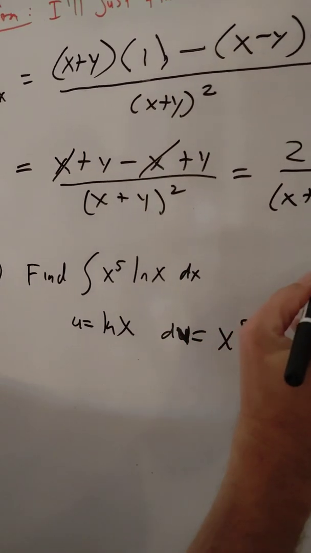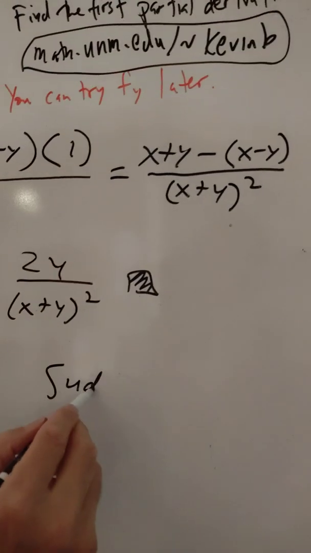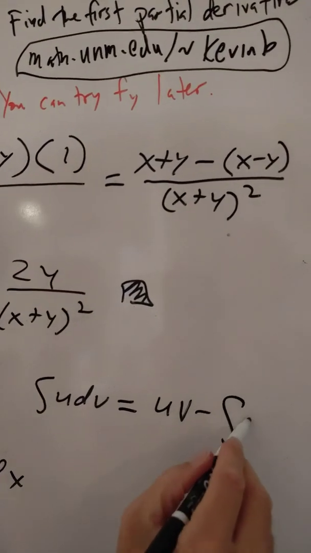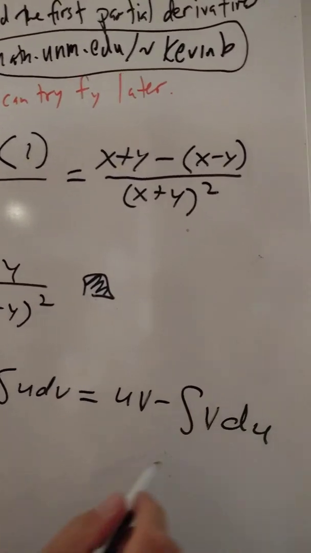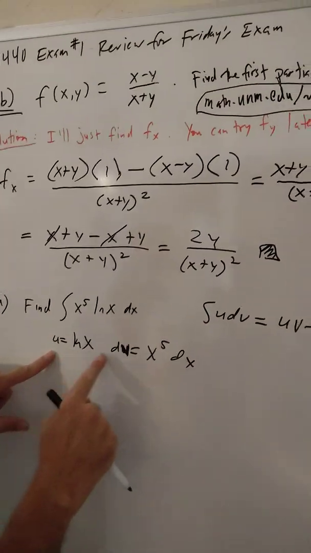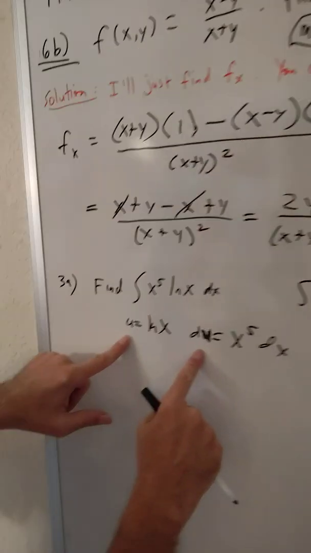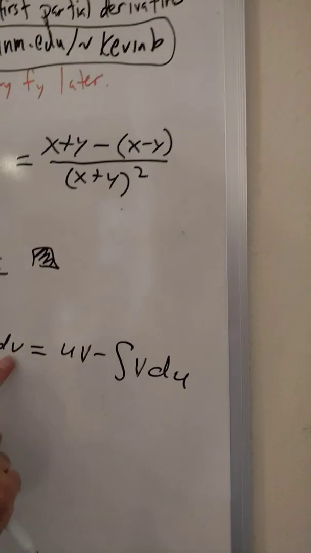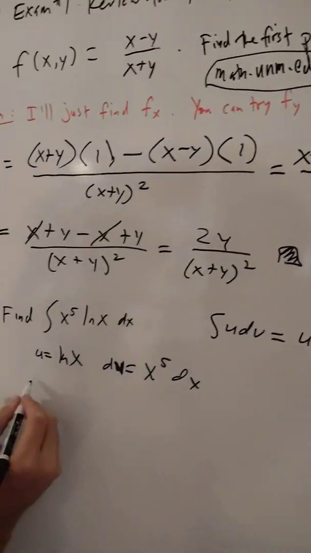Let me write down the formula I'm using. Integration by parts: the integral of u dv is equal to uv minus the integral of v du. So I've got my u dv right here. And now to complete the toolbox, I want to pick up this du, and I want to pick up this dv. So here's how I complete the toolbox.